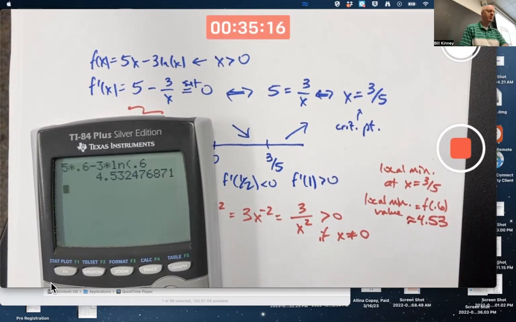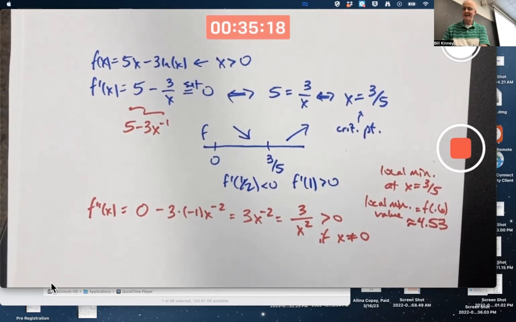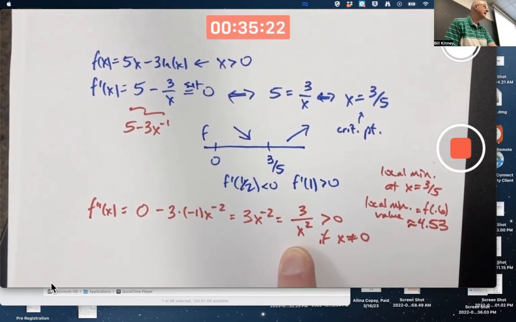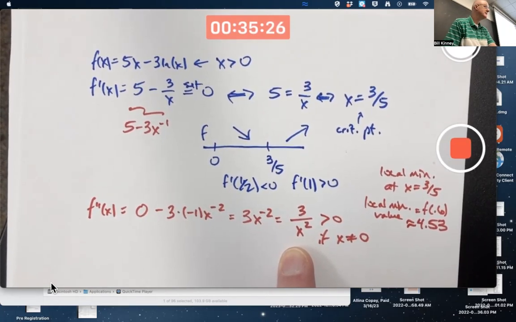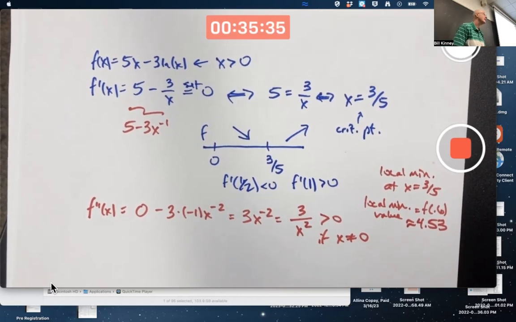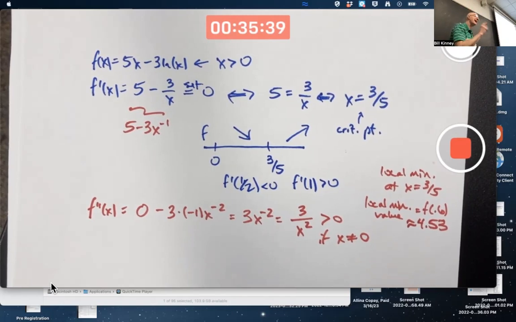Are there any inflection points? Does the second derivative change sign? No, it doesn't. This doesn't change sign at all. It's never negative. Even if x itself were negative, it's not negative. It is undefined at x equals 0, but that doesn't mean it changes sign. There's no inflection points. The graph's fairly simple. Kind of parabola-like, though it's not technically a parabola.